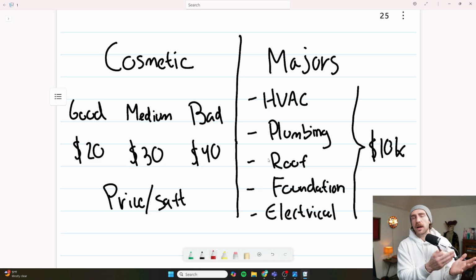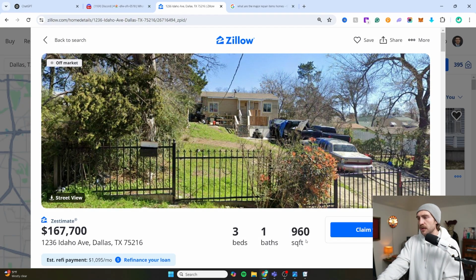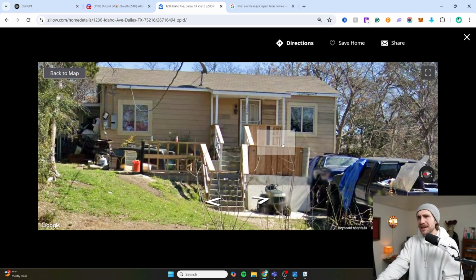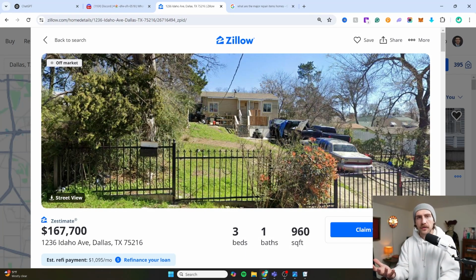Let's go back to that property we just comped. Well, it's 960 square feet, which is about 1,000 square feet. And this property you said looks to be in like medium condition. Yeah, probably like medium condition. I'm just guessing. I don't have interior pictures. So that would be $30,000.